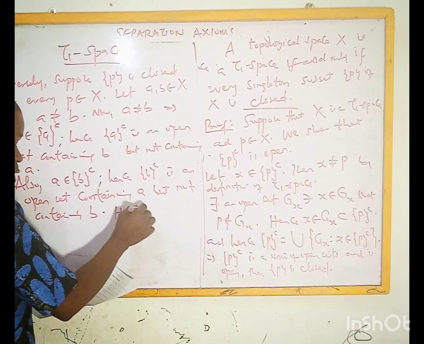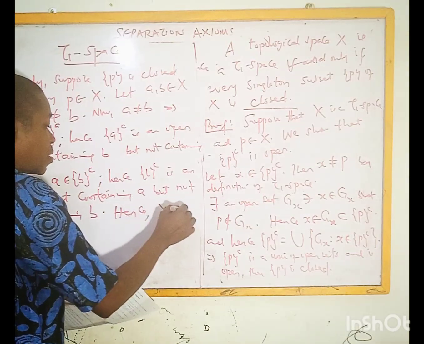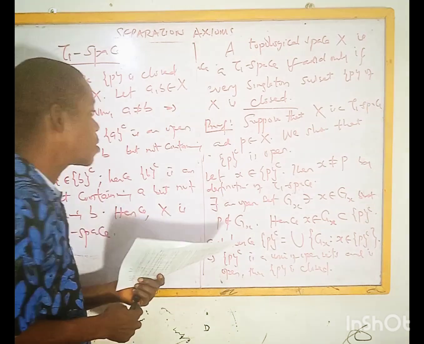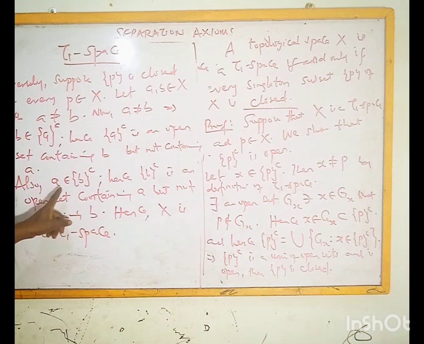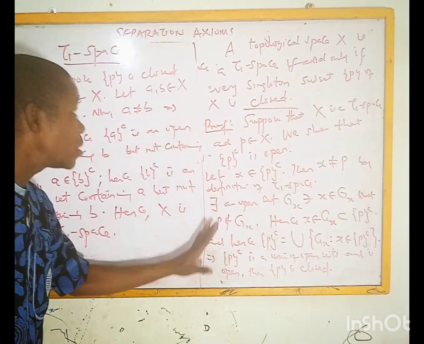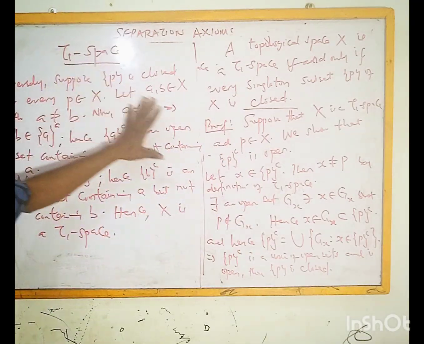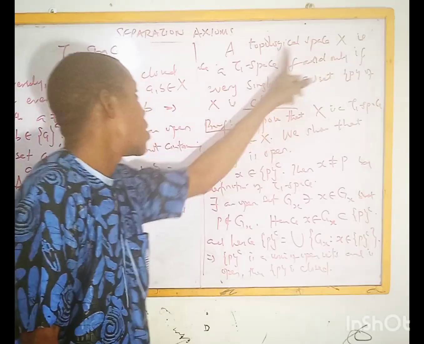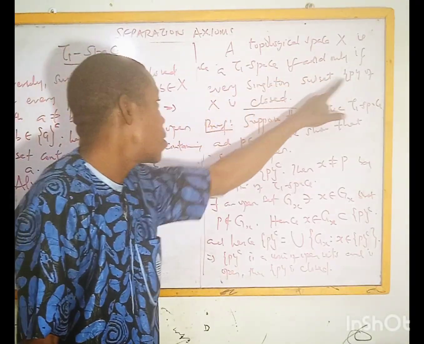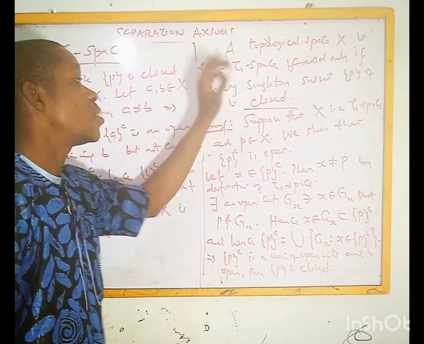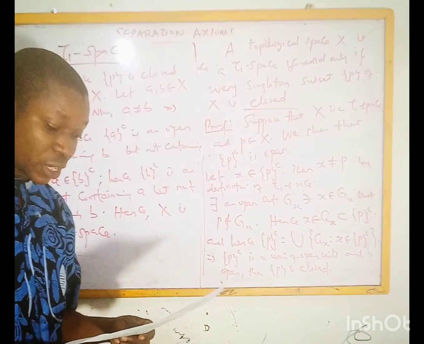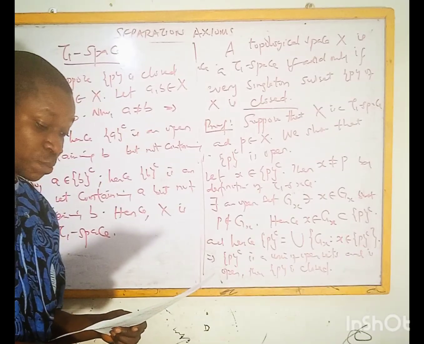So hence I can show that X is a Taiwan space. You can see that X is a Taiwan space. So that means the condition has been satisfied, then we have a Taiwan space. You can say that a topological space X is a Taiwan space if and only if every single subset of X is closed. So that is a simple way for proving the topological space.